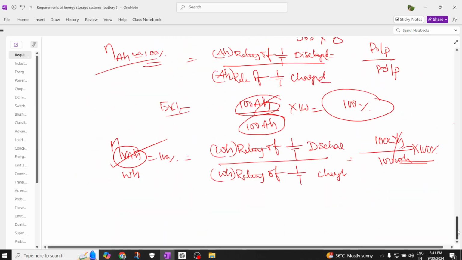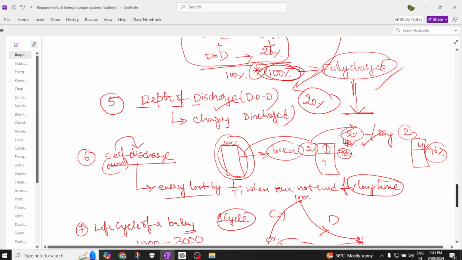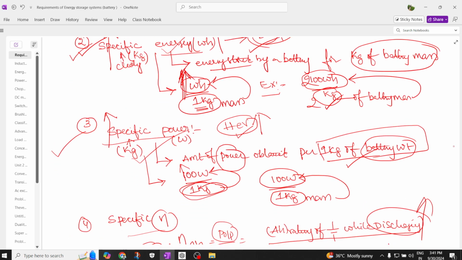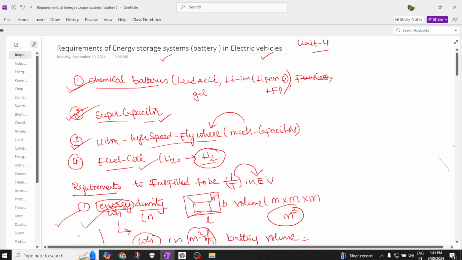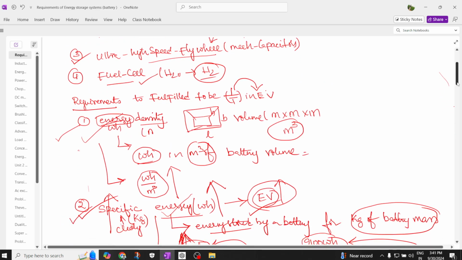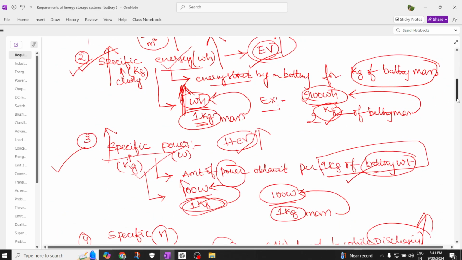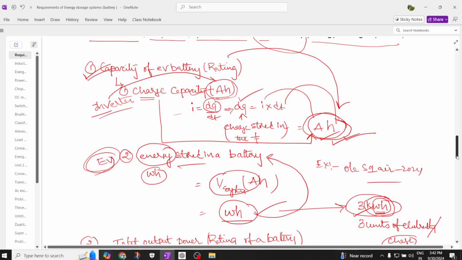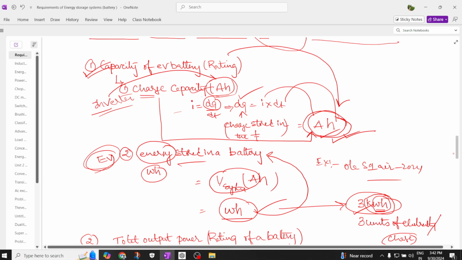Next, the size of a battery depends upon specific weight, specific power and specific energy. This is all about the parameters of a battery. Let's try to recall the parameters of a battery one by one. The parameters of a battery are very simple: specific power, specific energy. Next is the capacity of a battery. The capacity of a battery is rated in ampere hour, or it may be rated in watt hour.